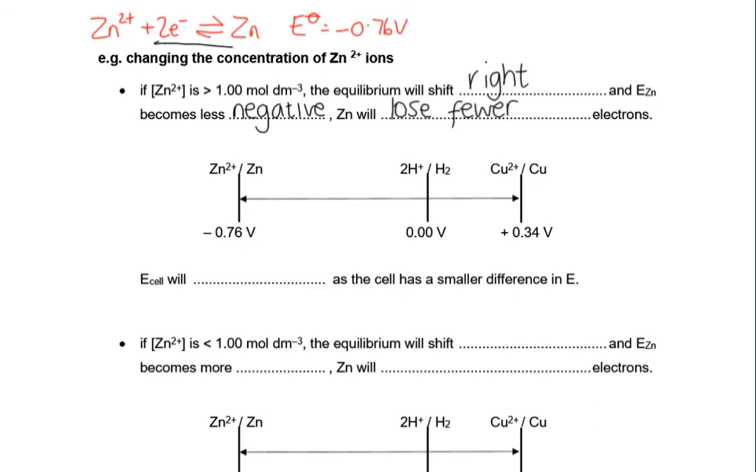So before we were going backwards like this, we were losing electrons, but now we're shifting our equilibrium to the right, so we're not going backwards quite as much. We're losing fewer electrons. I'll put that on here. We've shifted the position of this equilibrium to the right, and the gap between the two is smaller. So increasing the concentration of zinc leads to a decrease in the cell potential.